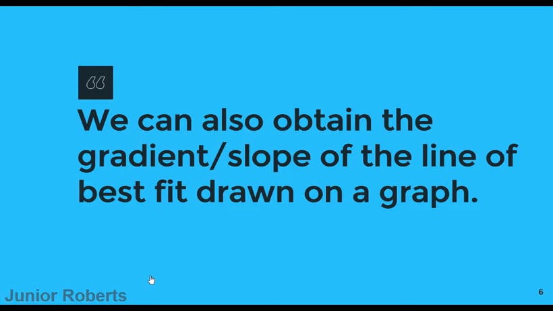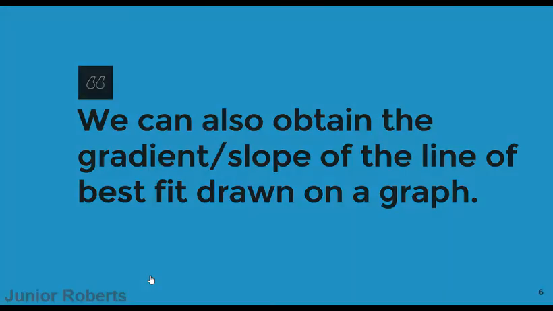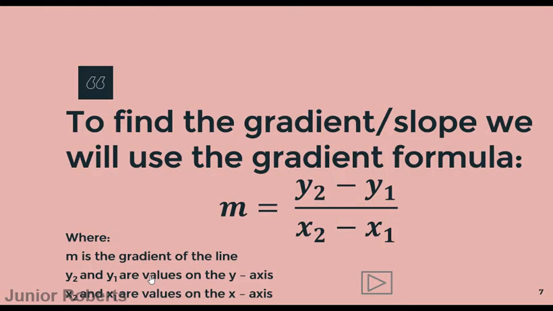Right, so let's talk about what else we can obtain from a graph. We can also obtain what is called the gradient, or the slope, of the line of best fit that is drawn on a graph. Now to find the gradient or slope, we will use the gradient formula, and that formula is given right here, where we say that m is equal to y2 minus y1 divided by x2 minus x1.